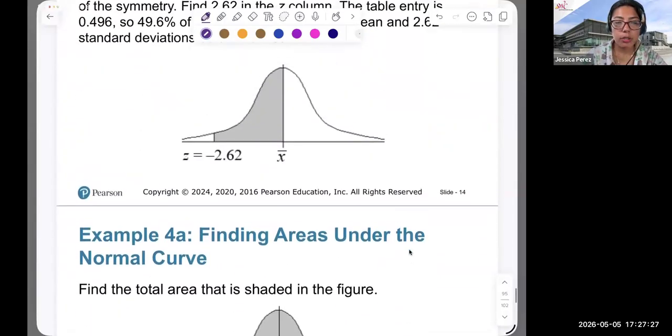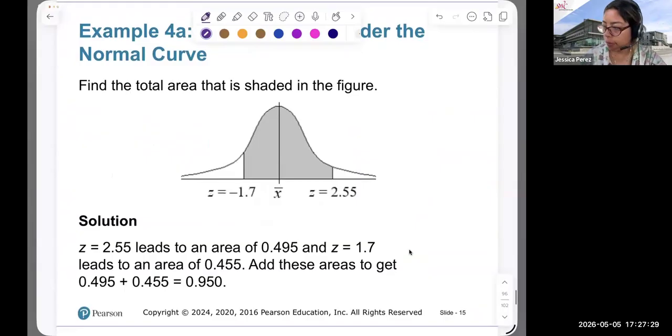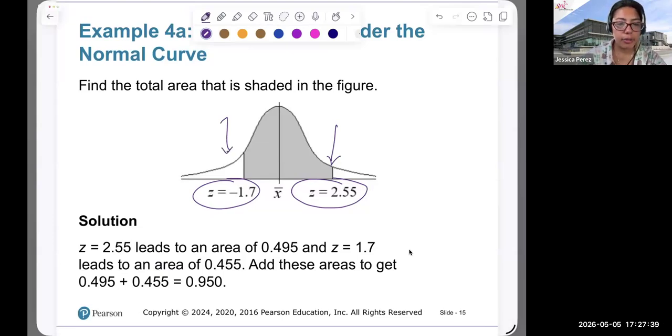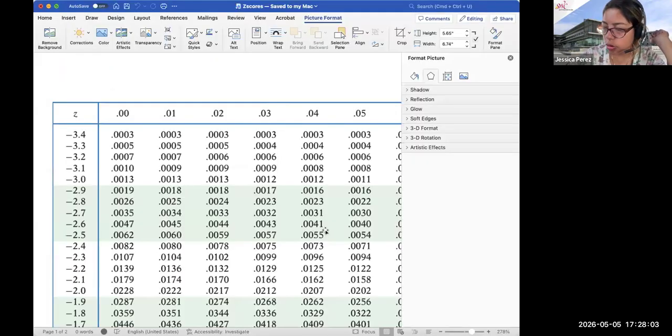Now, the next question: what if I'm trying to find the total region? If I want to find the area between two z-scores, well, first I have to find the z-score of 2.55 and of the z-score of negative 1.7. So I can find the total area of this minus this area. So area of 2.55 minus the area of negative 1.7. Let's look at those z-scores together. The first z-score is 2.55.